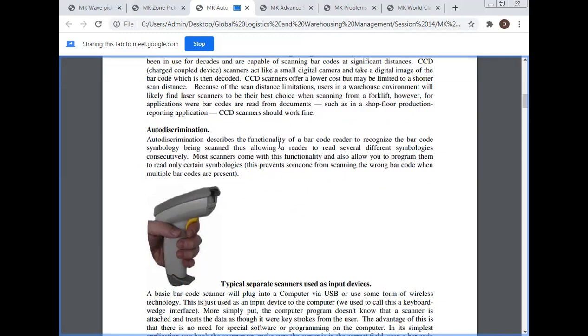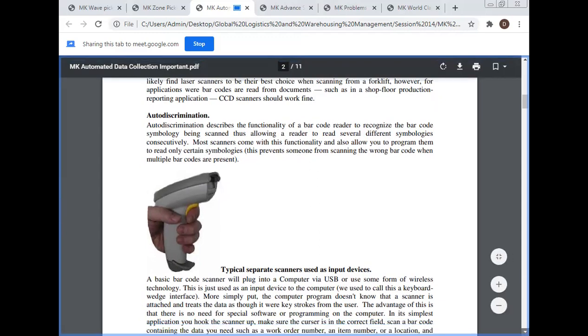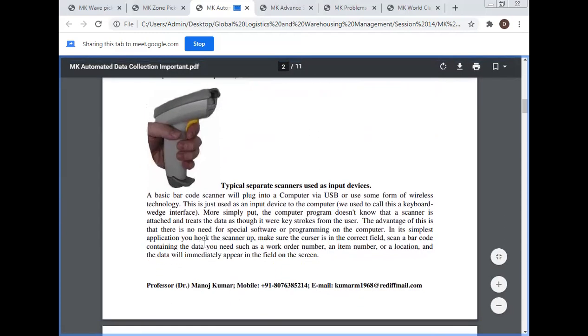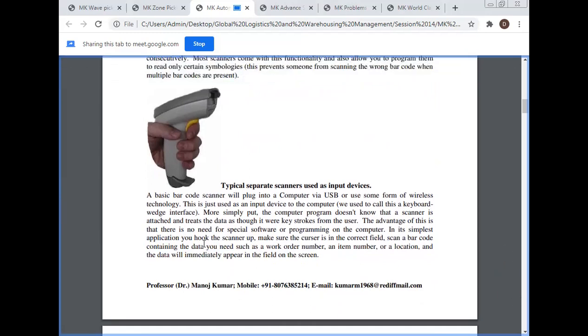Auto discrimination describes the functionality of a barcode reader to recognize the barcode symbology being scanned, thus allowing a reader to read several different symbologies consecutively. Most scanners come with this functionality and also allow you to program them to read only certain symbologies. This prevents someone from scanning the wrong barcode when multiple barcodes are present. A basic barcode scanner will plug into a computer via USB or use some form of wireless technology. This is just used as an input device to the computer.